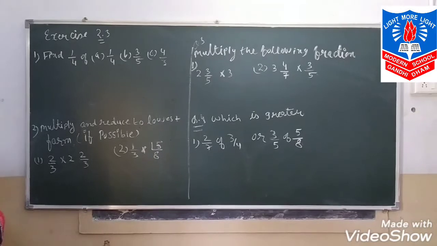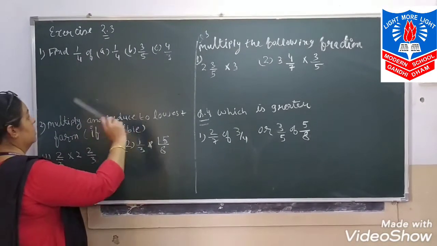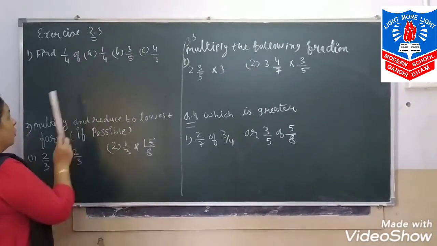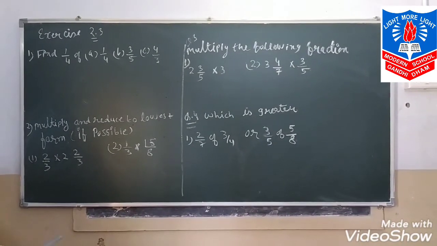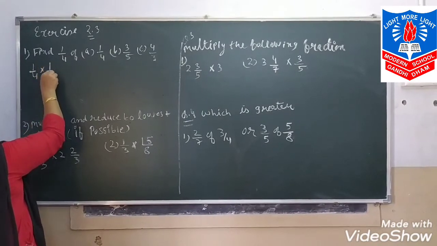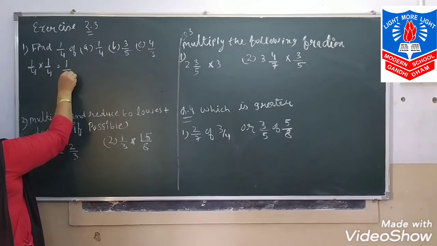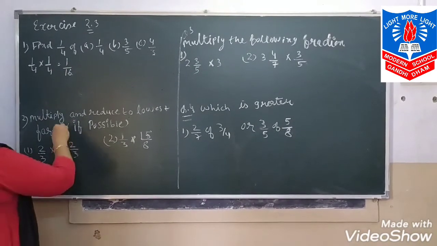First question, find 1 by 4 of: A, 1 by 4; B, 3 by 5; and C, 4 by 3. Of means multiply. So first we multiply 1 by 4 into 1 by 4. 1 ones are 1, 4 fours are 16. Answer is 1 upon 16.